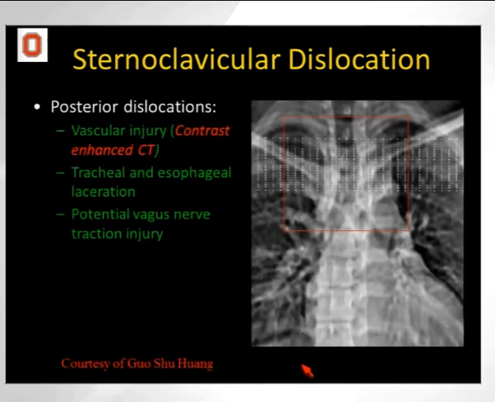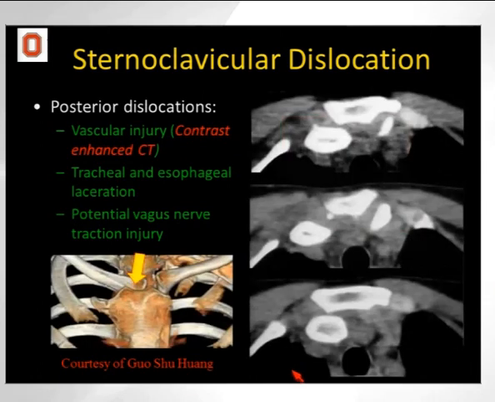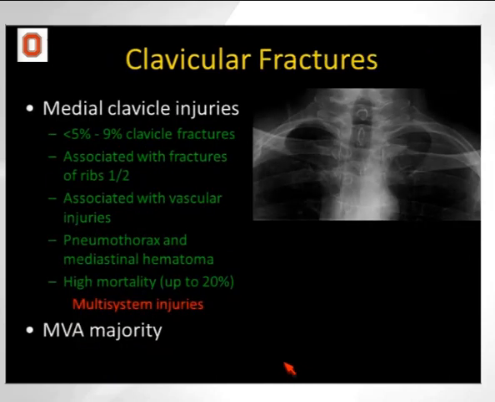Now, posterior dislocation is the most devastating type of dislocation. Here the scanogram shows the asymmetry, but the key thing here is that you're going to have the potential for vascular injuries involving the carotid arteries, the jugular vein, the potential for tracheoesophageal tears, and of course traction injuries of the vagus nerve. So you need to carefully inspect that region for the potential injuries.